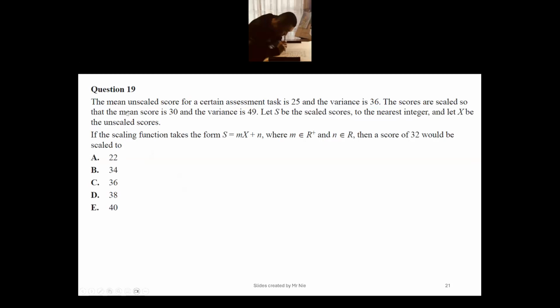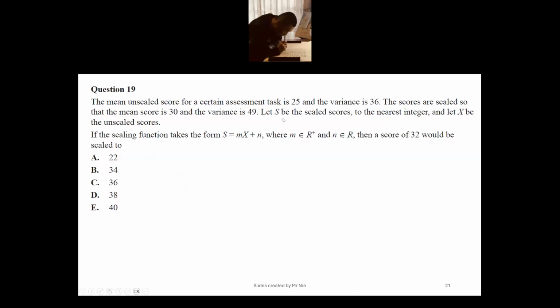Question 19, in my opinion, is a slightly more challenging question, but once you carefully read the question a couple of times and peel off the onion, you will see the kernel. Basically, the mean scaled score for a certain assessment task is 25 and the variance is 36. The scores are scaled so that the mean score is 30 and the variance is 49.